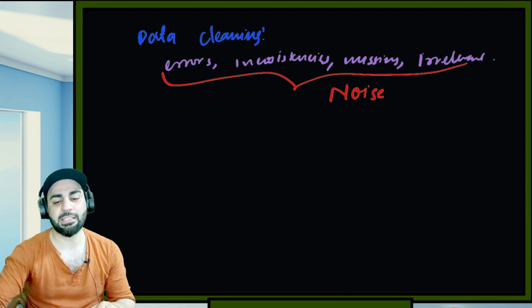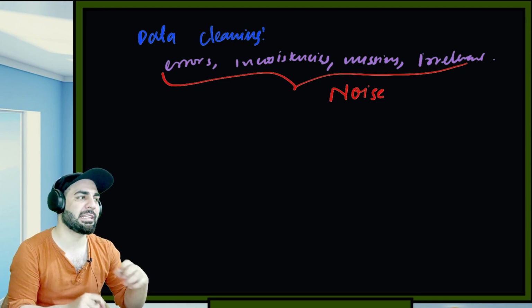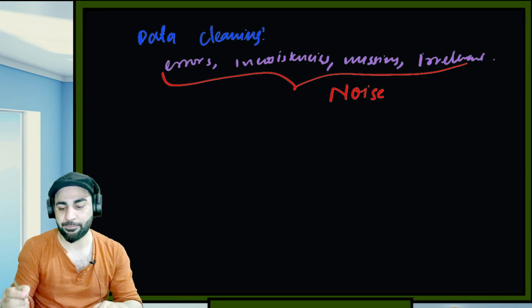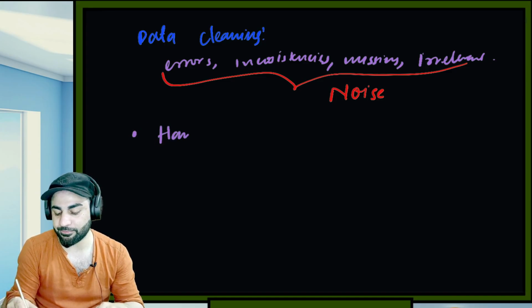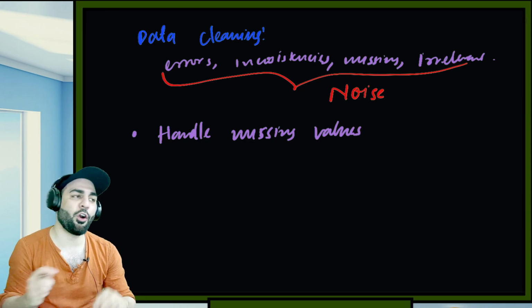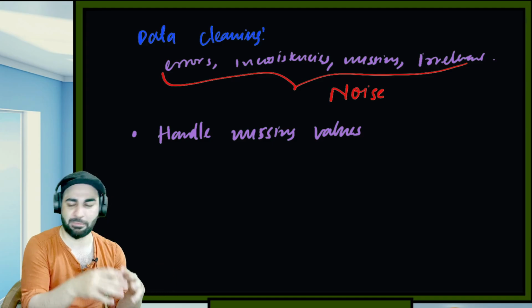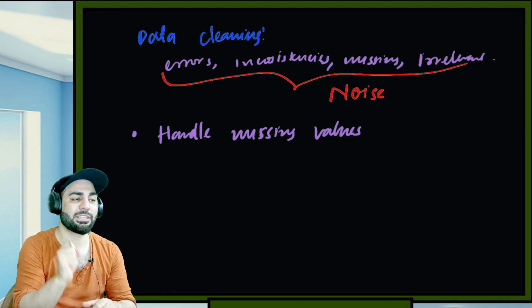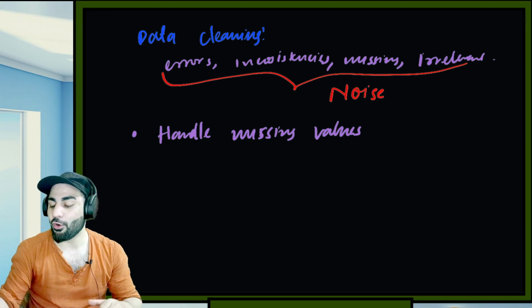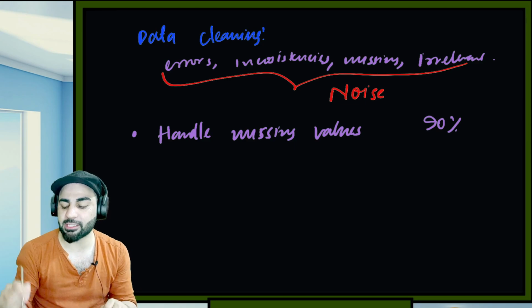What can be done? The first thing is that you have to handle the missing values. I'll just list them first and then we'll go in depth into each of these things. So I'll have to handle missing values. Many datasets, almost the datasets that are cherry picked by people, may not have missing values, but the data in the real world, almost 90% of it will have some missing values here and there. That's why this is a very important topic.